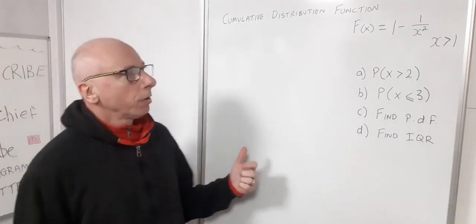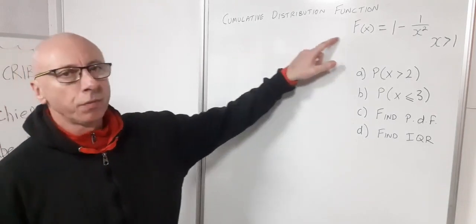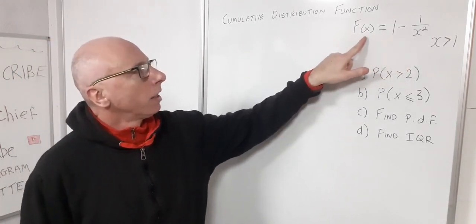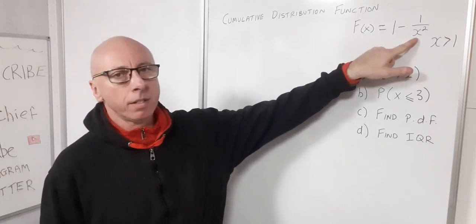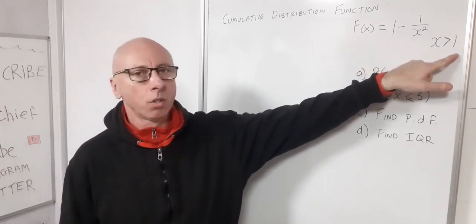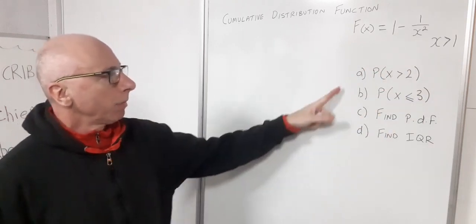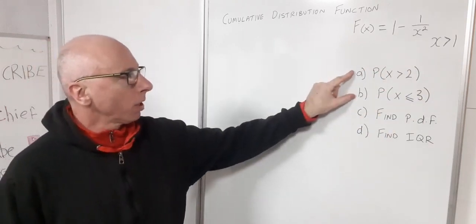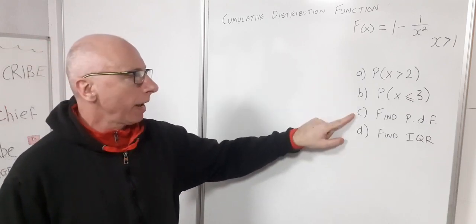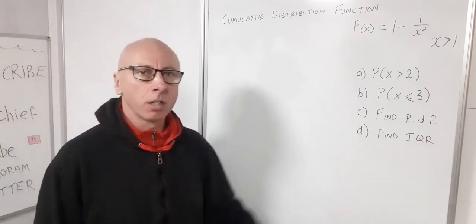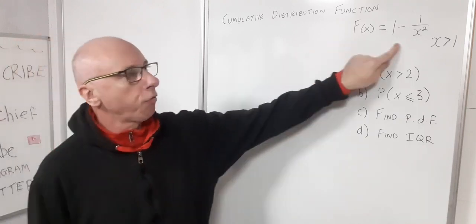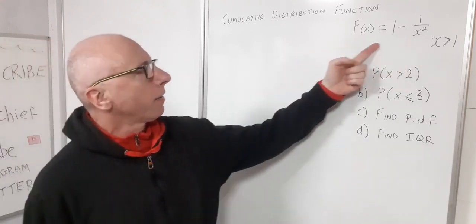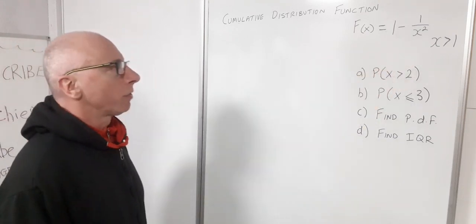So in this question, we're given a cumulative distribution function, which is given as this equation here. F of x is 1 minus 1 over x squared, where x is always greater than 1. And we want to find the answer to these 4 questions. So the first 2 are probability questions. Then we're going to find the PDF, and then we're going to find the interquartile range, all from this function here. So first of all, let's have a look at the cumulative distribution function.